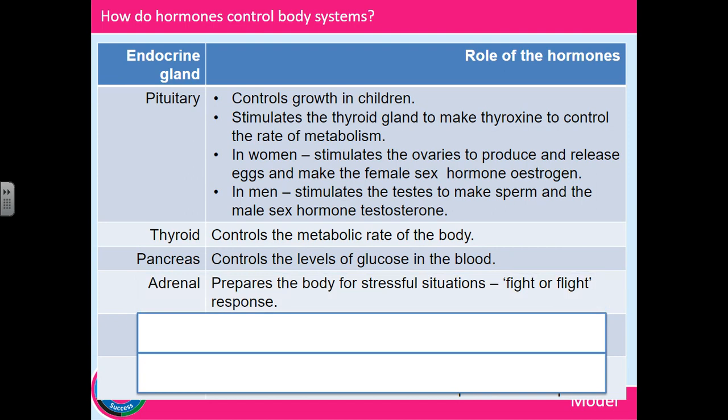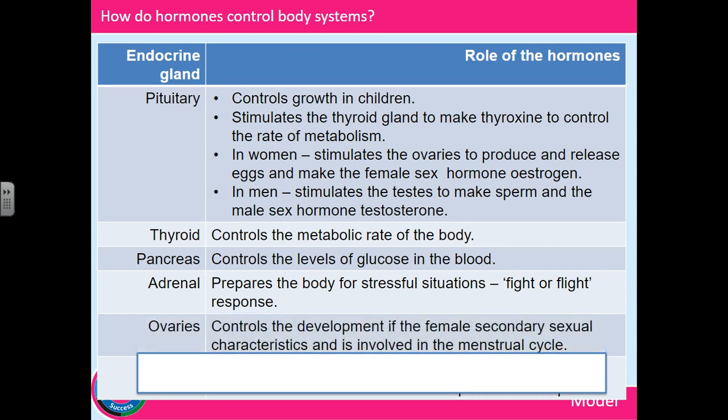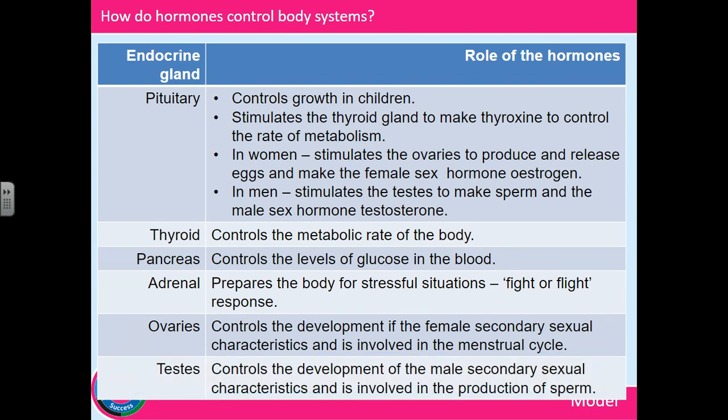The adrenal gland prepares adrenaline, and it prepares your body for stressful situations, so it's responsible for that flight or fight response. In women, we have the ovaries, and this controls the development of their female secondary sexual characteristics and is involved in the proper running of the menstrual cycle. And in men, it does the same thing for the male secondary sexual characteristics, and it's involved with the production of sperm.